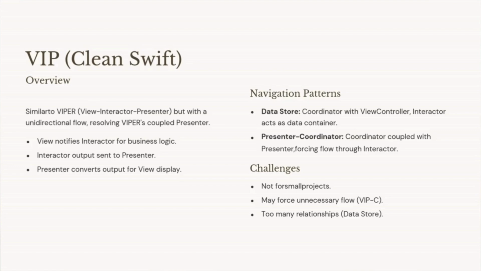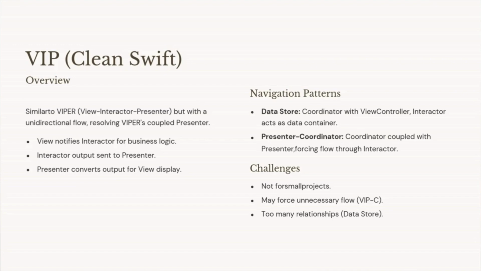The first pattern of VIP is the data store. The architecture places the coordinator together with the view controller, and the advantage of this is that if you want to change a context, you don't need to pass through the interactor and presenter to make a transition. But wait, if we need to pass some data to the next screen, how can we do that since the interactor is not known by the coordinator? That's where we enter with the data store concept.